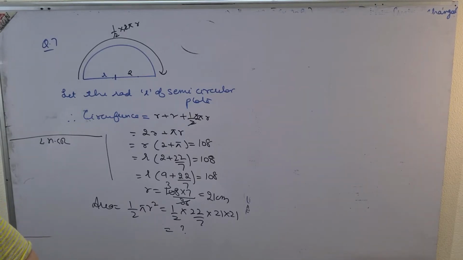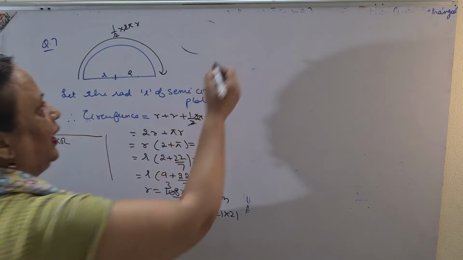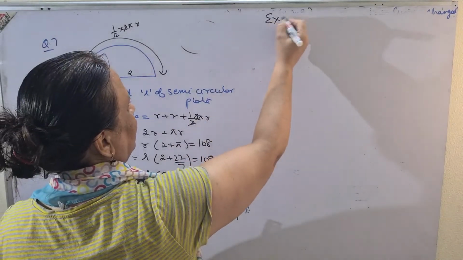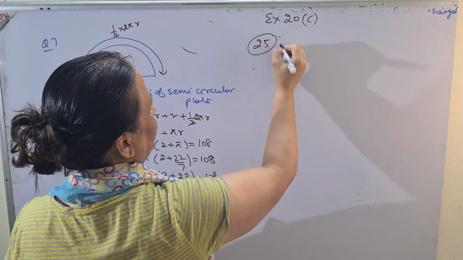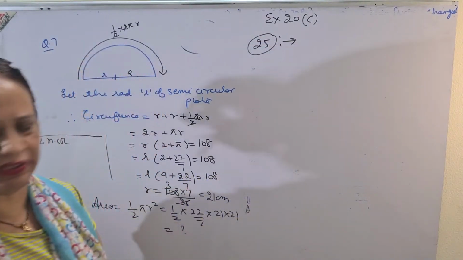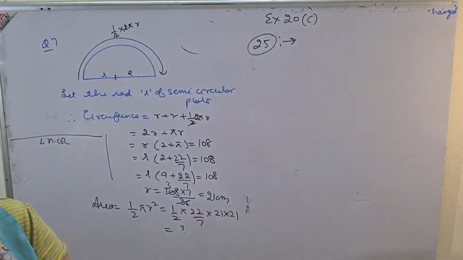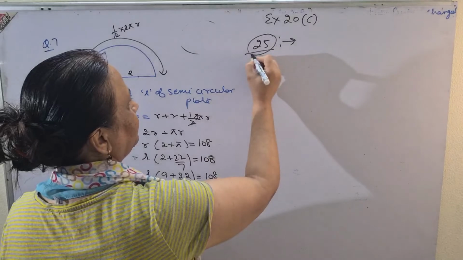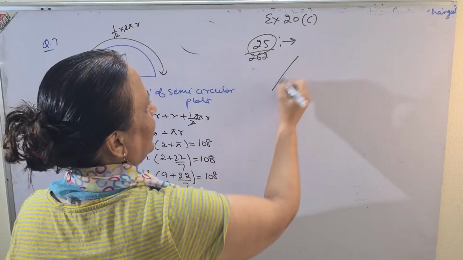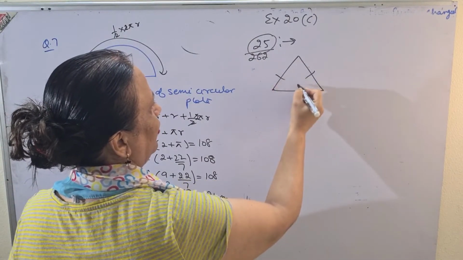Now one more sum I would love to do with you, that is exercise 20C, 25th sum. Just now I have seen that this sum is a little different. I would love to discuss with you exercise 20C, 25th sum. A metal wire bent in the form of an equilateral triangle.